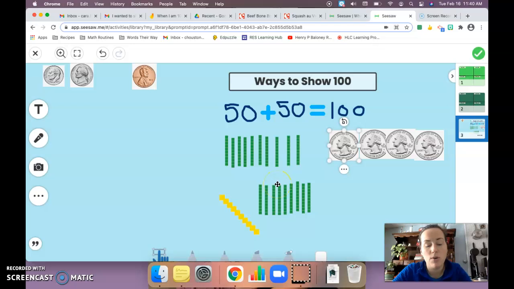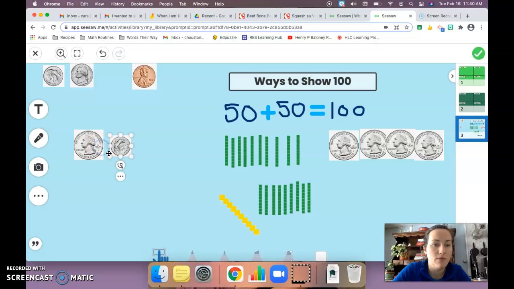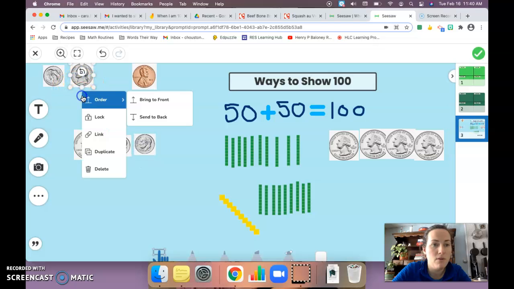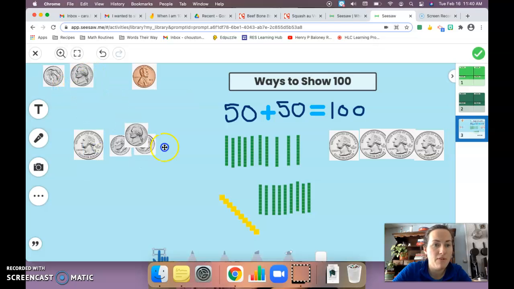Well, maybe I just want to show it a different way with all my coins, right? So if I want to do a quarter and then a dime, my dime keeps flipping for some reason, so I'll fix it. So there's 20, 35, 45, 50, maybe I want to do some more tens, 60, maybe I want to do some ones.